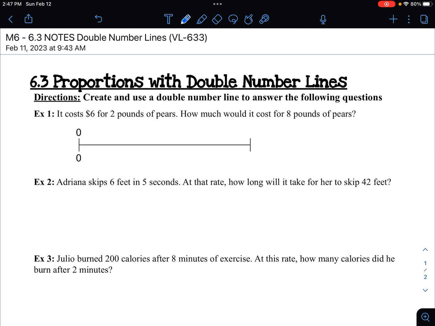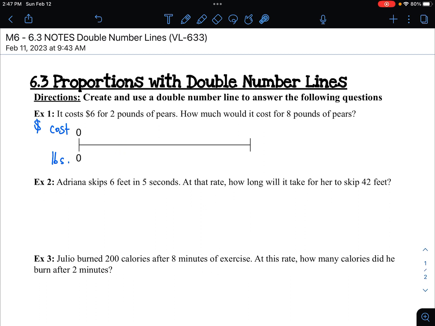So we need to label. On top, we can put cost of pears, and on the bottom, it's pounds, which is LBS. Now, if you want to put a dollar sign instead of the word cost, or the word pounds, that's up to you. That's fine. And the nice thing with the double number line is that it doesn't matter what you put on top and what you put on bottom. You can put cost on the bottom and pounds on top. It's just that how you line up your numbers afterward does matter.